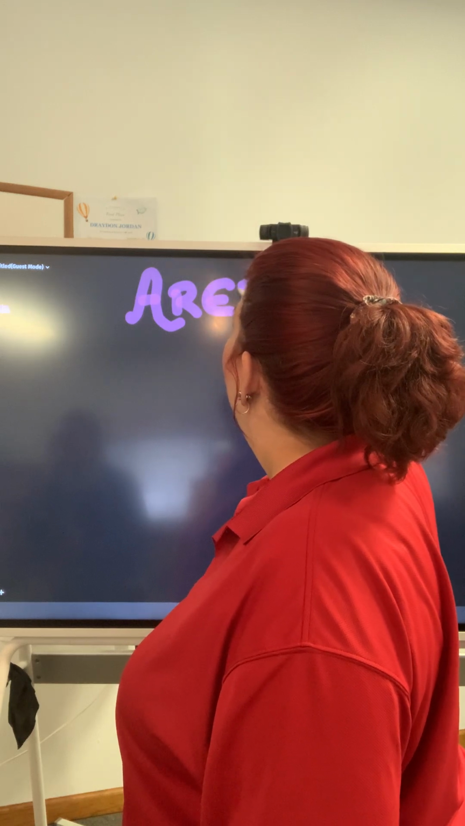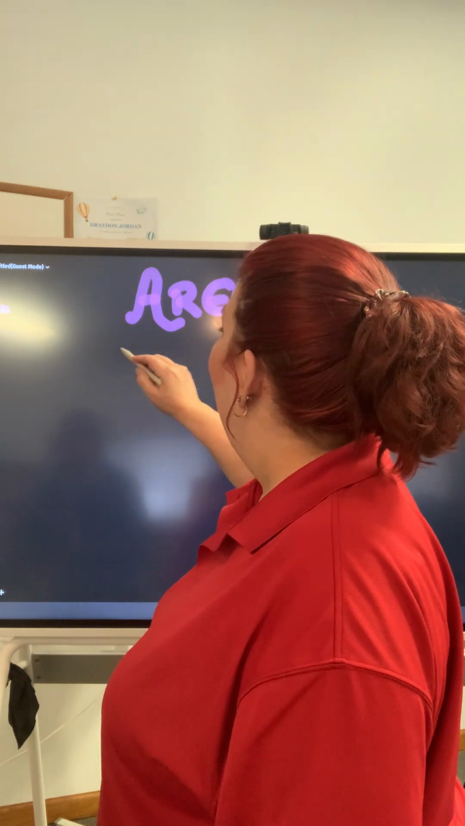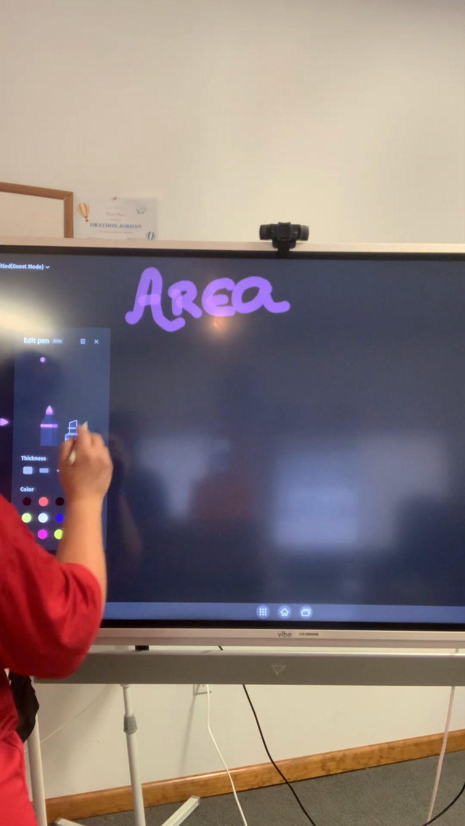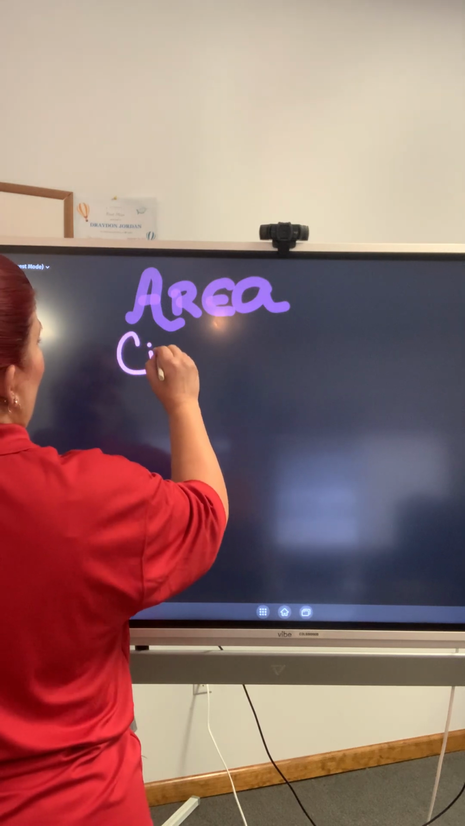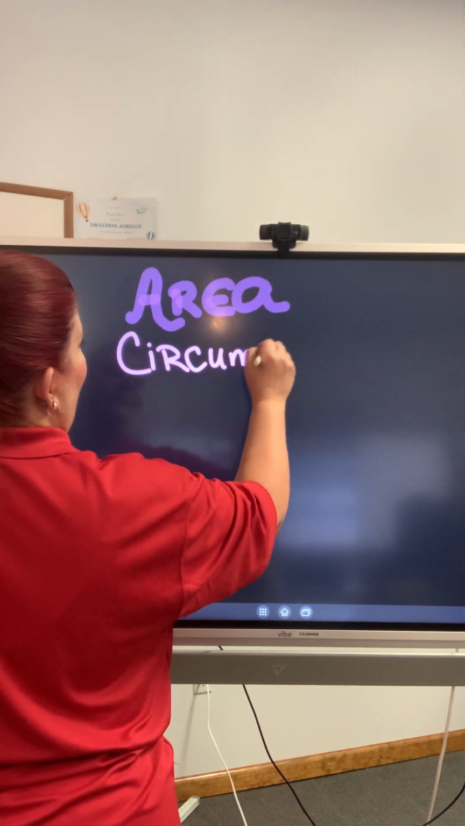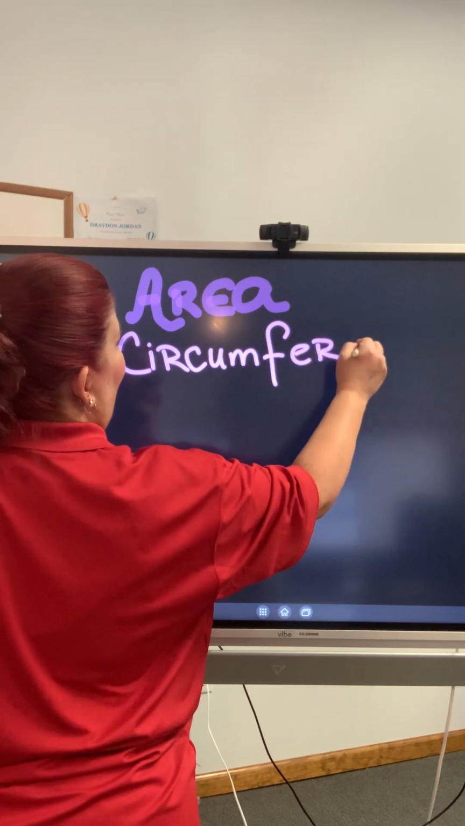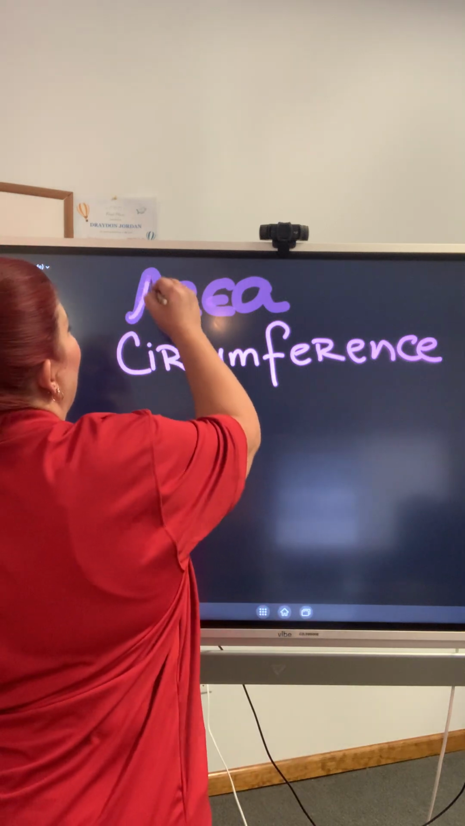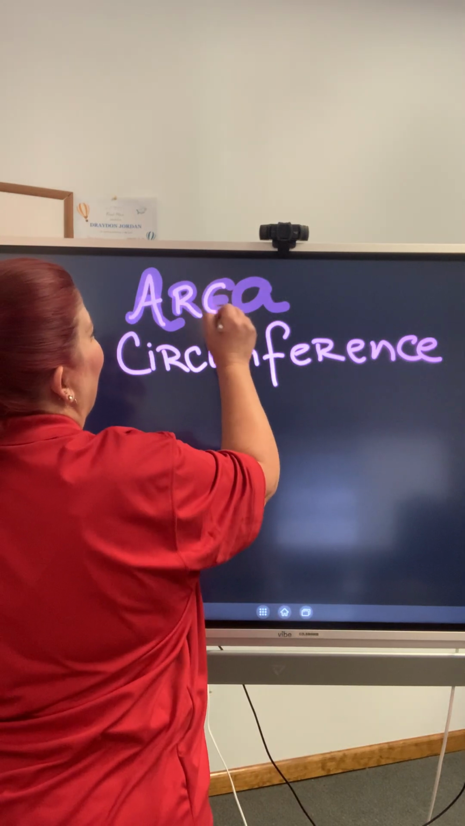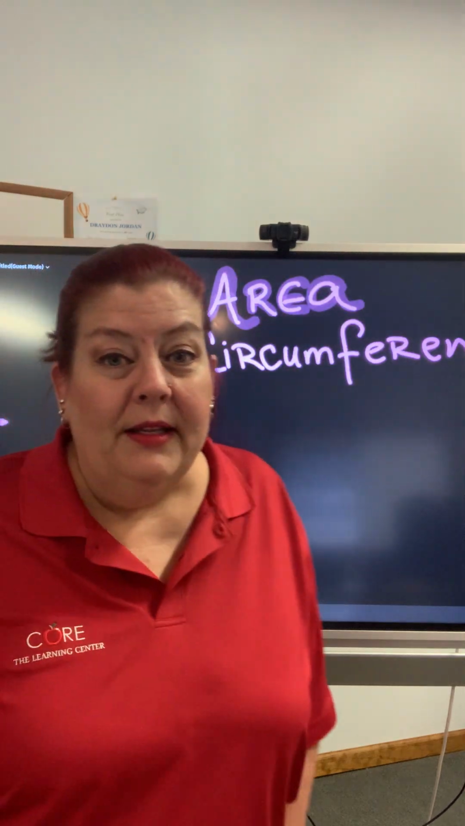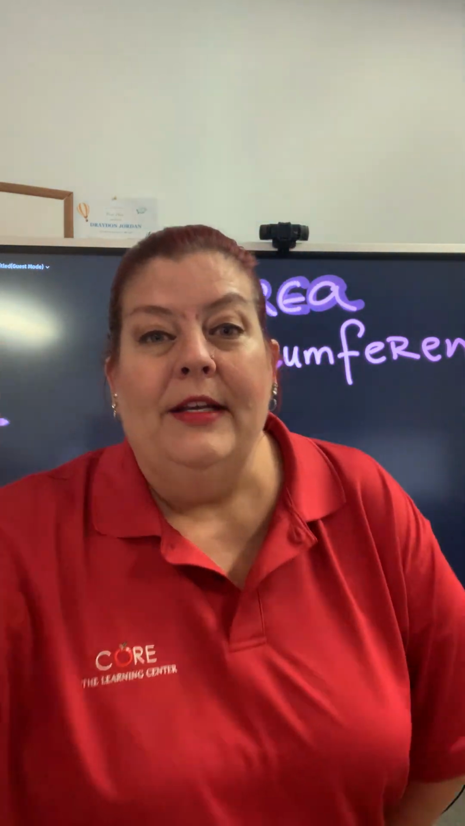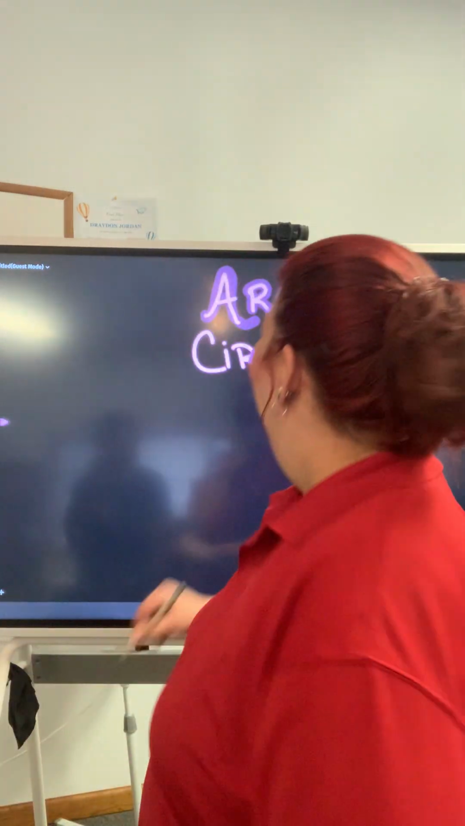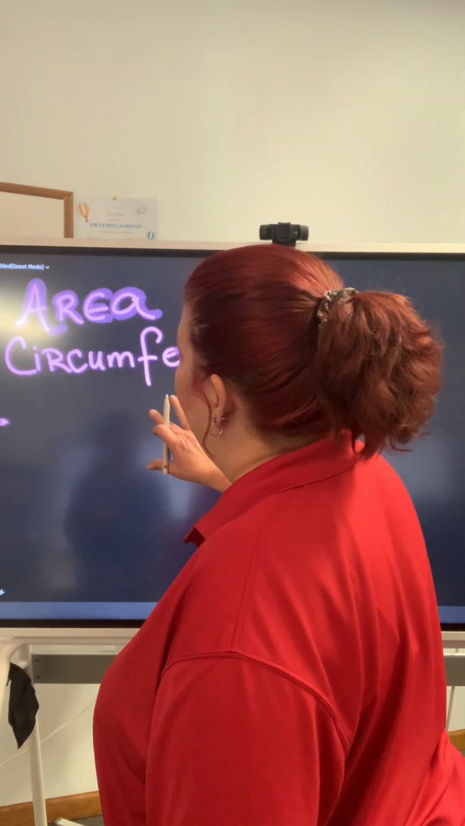It's like writing with clouds. And the circumference. So we're going to be finding out the area and the circumference of a circle. And you will not believe how easy this is. What if I told you this is as easy as pi? Alrighty, so that's what we're doing today.